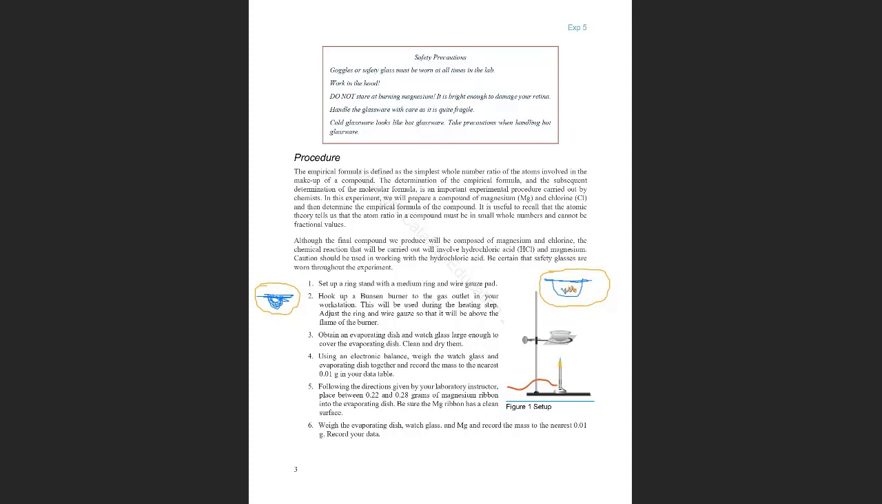And then you are going to add hydrochloric acid slowly, in drops, until the reaction stops. What is the reaction? You will have magnesium metal that reacts with hydrochloric acid, and you are going to have a compound that is magnesium combined with chloride, and hydrogen.